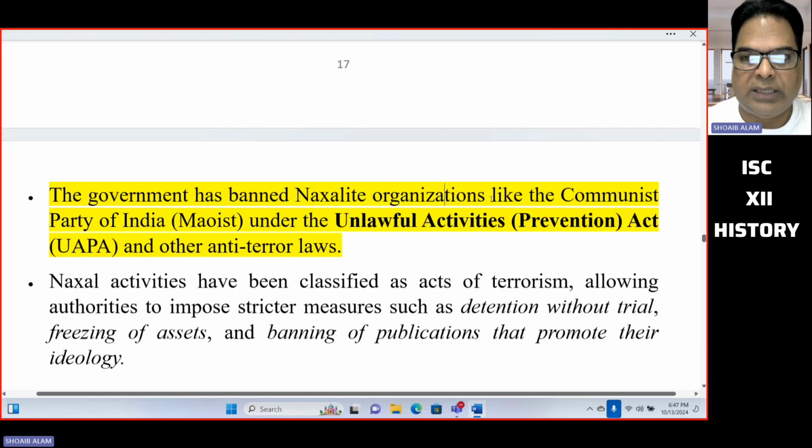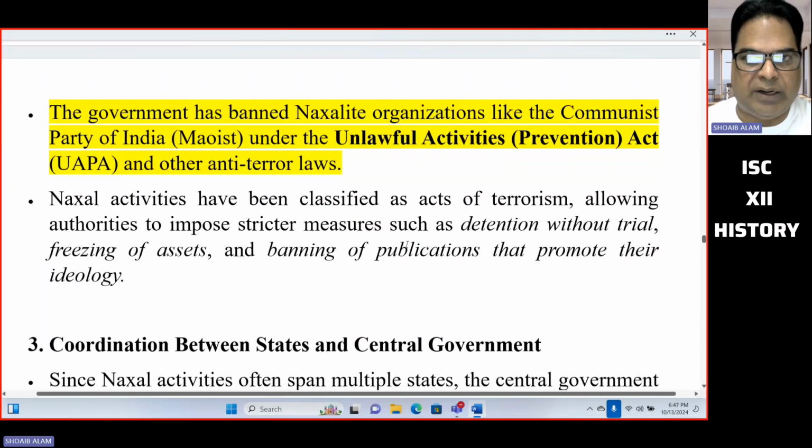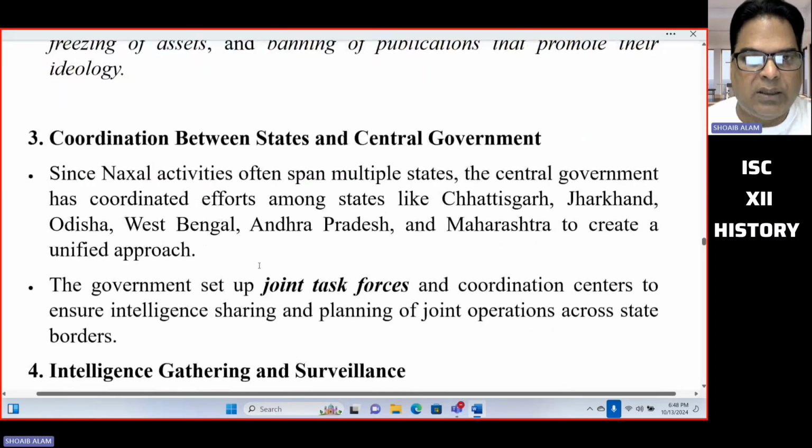Ban Naxalite organized the Communist Party of India Maoists under unlawful activities, that is UAPA. Naxal activities have been classified as acts of terrorism, allowing authorities to impose stricter measures such as detention without trial, freezing of assets, banning of publications that promote their ideology. And with coordination between state and central government, that means the credit goes to both state as well as central government.